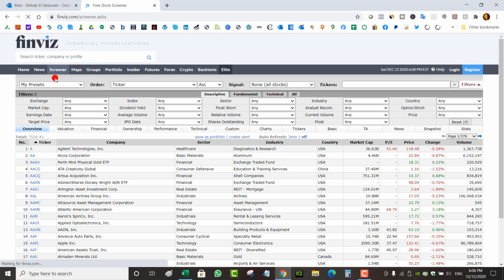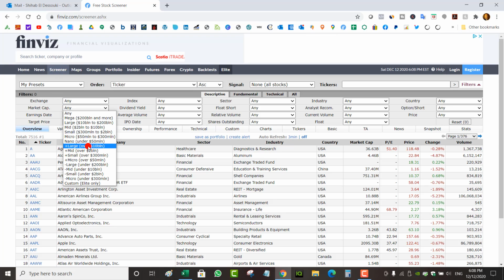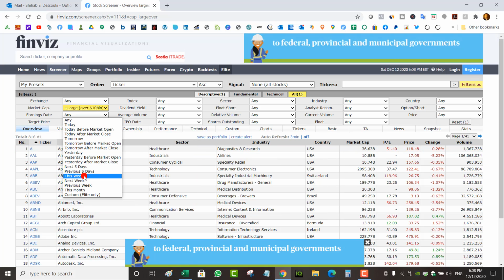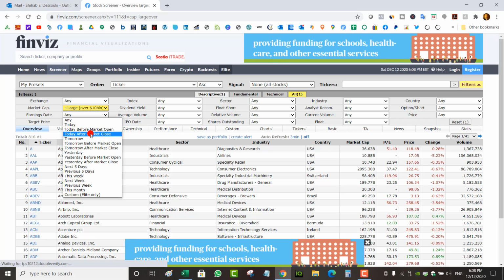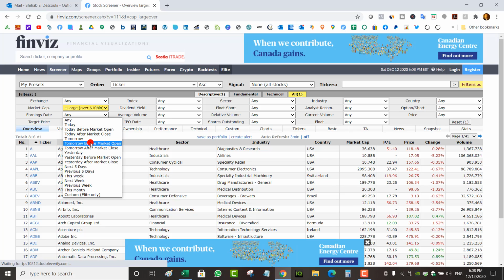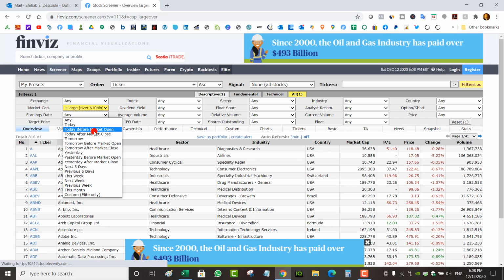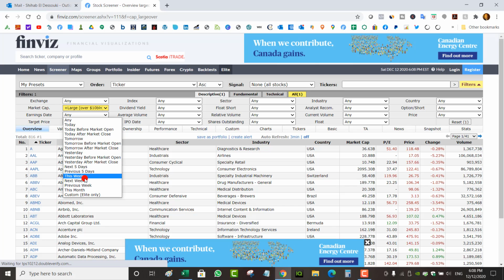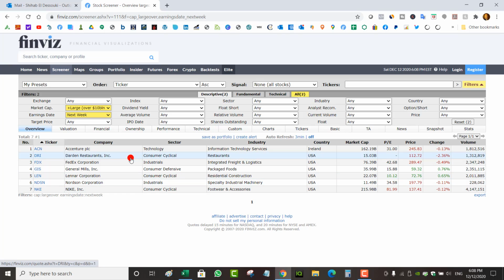I usually go to Finviz. I look at Screener. I'll use a market cap over 10 billion. And on earnings date, I'll look for next week or this week or today after market close or tomorrow before the market open. Depends if I'm looking on the weekend or if I'm looking during the week. If it's during the week, I'm going to look at which stock has earnings today after market close and tomorrow before market open.